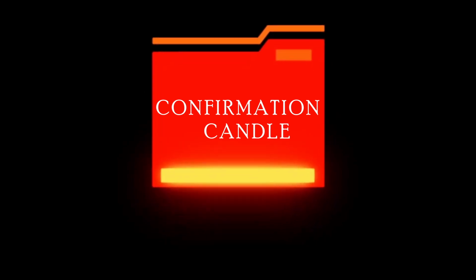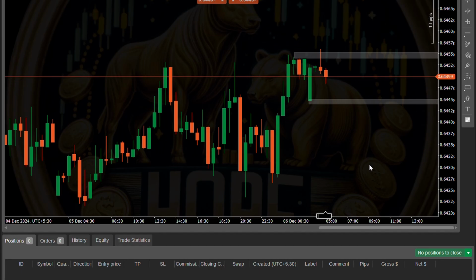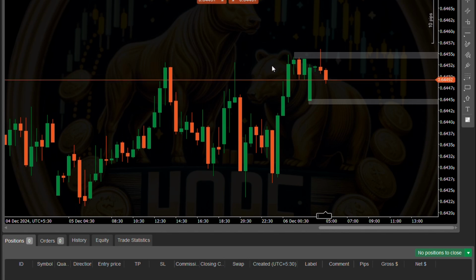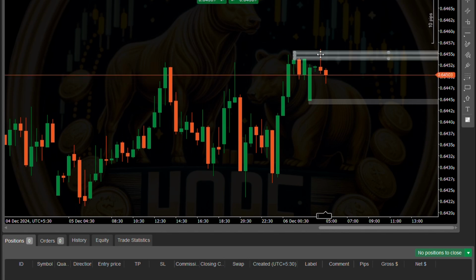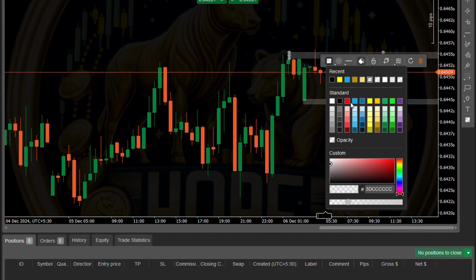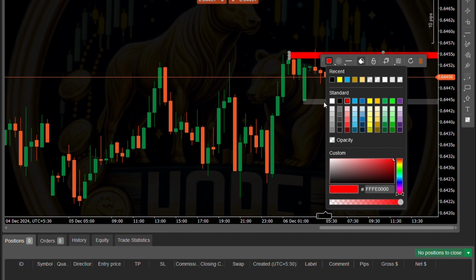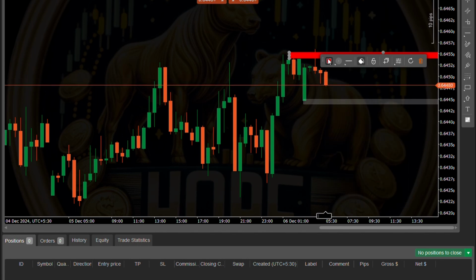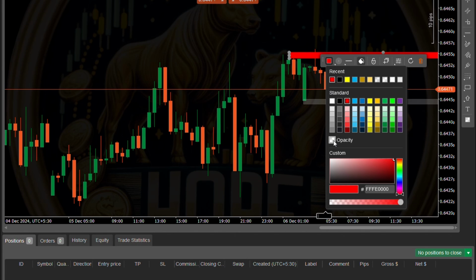Our second chapter is the confirmation candle. Why should we wait for the confirmation candle? Is it mandatory to take the trade after the confirmation candle is formed? Yes, it's mandatory. The confirmation candle is a must for every setup, otherwise there are higher chances of losing that trade. If there is no confirmation candle, it is considered a fake setup.